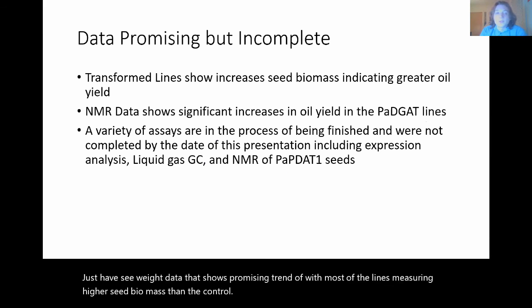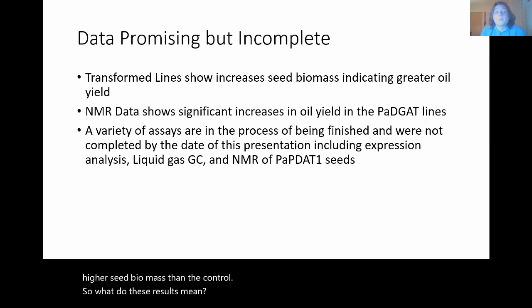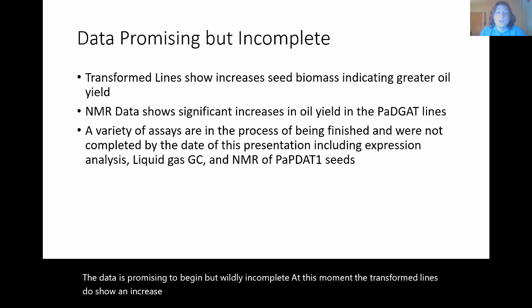So what do these results mean? The data is promising to begin, but wildly incomplete at this moment. The transformed lines do show an increase in seed biomass, which indicates greater oil yield. And the NMR data backs this up. And this is really promising and really exciting.